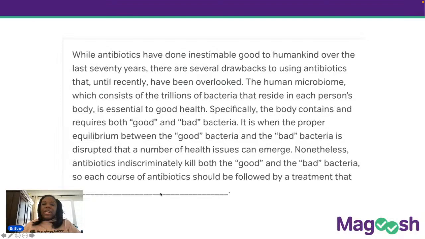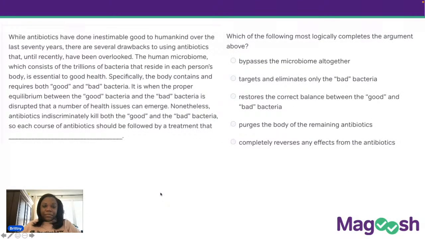All right, so let's look at our answer choices again. We looked at our question type, we've broken down our argument, we've predicted, and now we do process of elimination. Okay, answer choice A, bypasses the microbiome altogether. Well, this is wrong because a treatment that bypasses the microbiome doesn't really deal with the initial problem, right? The potential imbalance between the good and bad bacteria. All right, so that doesn't work.